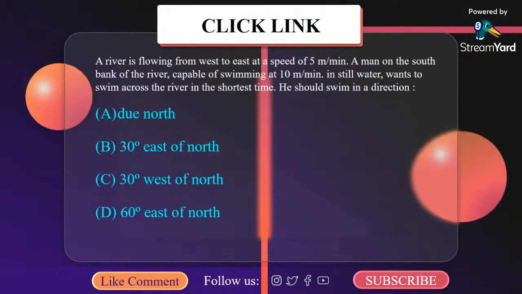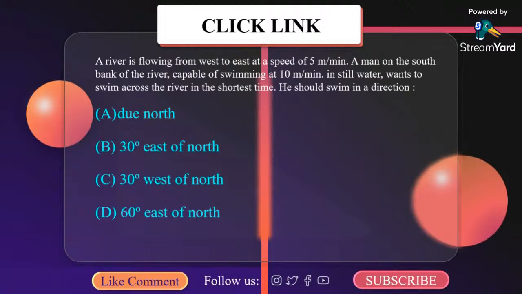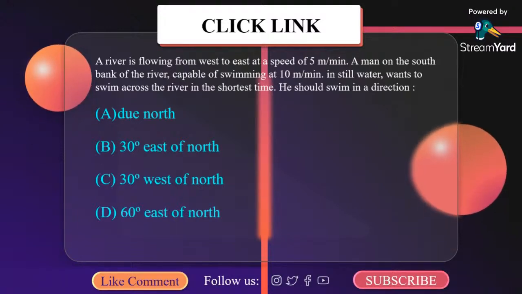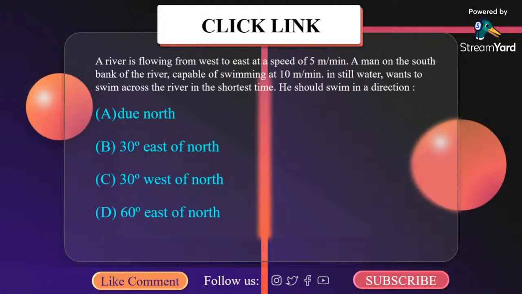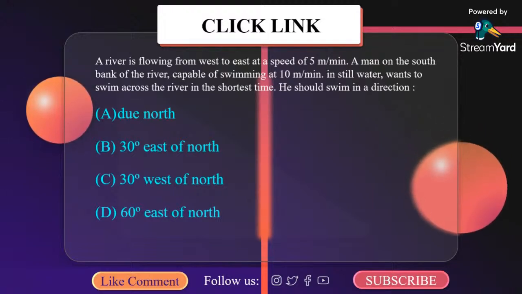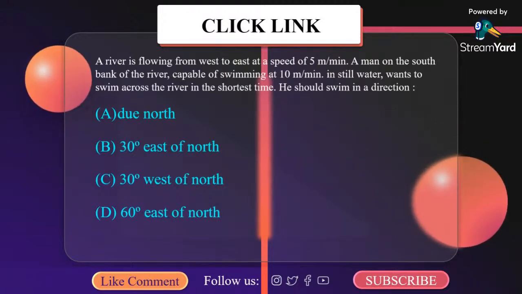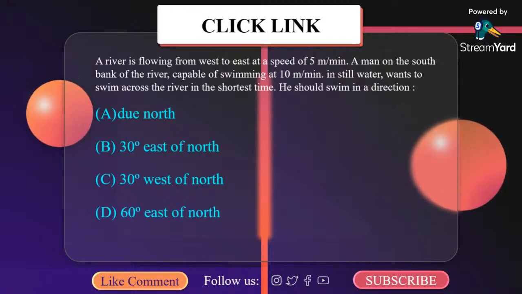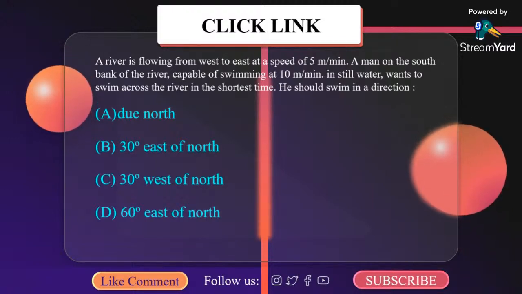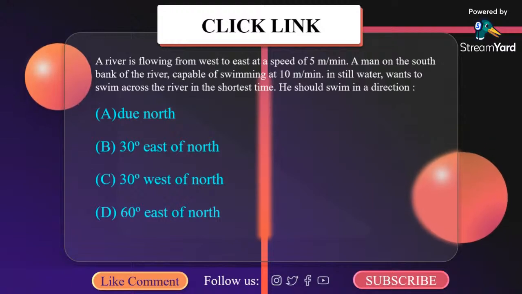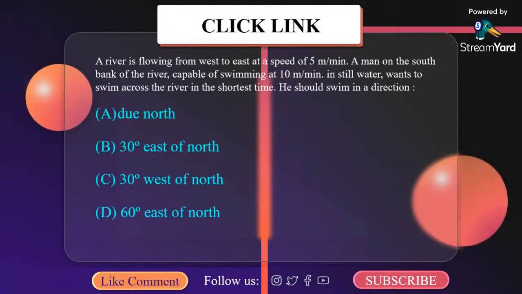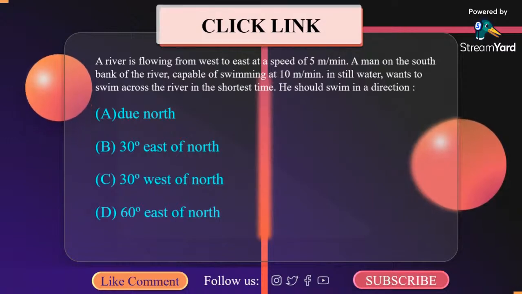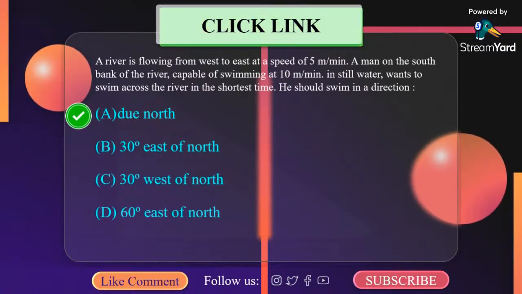A river is flowing from west to east at a speed of 5 meters per minute. A man on the south bank of the river, capable of swimming at 10 meters per minute in still water, wants to swim across the river in the shortest possible time. He should swim in a direction A due north, B 30° east of north, C 30° west of north, D 60° east of north. He must swim due north.